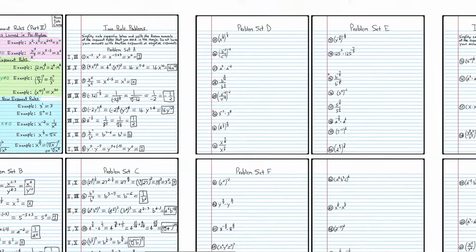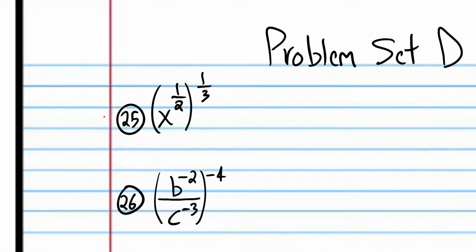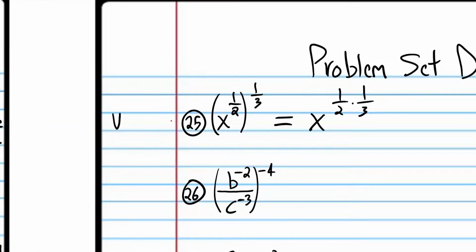Okay, on to problem set D. So let's try some more of these problems together. So we're raising a power to another power, so that's going to be rule number 5.